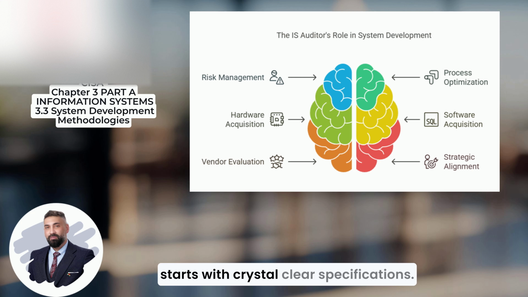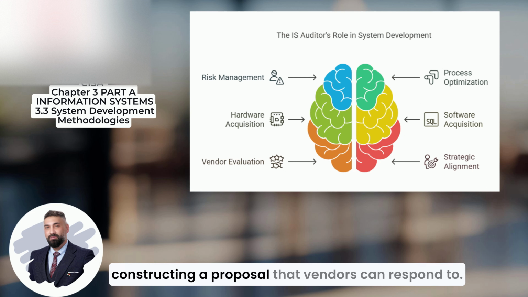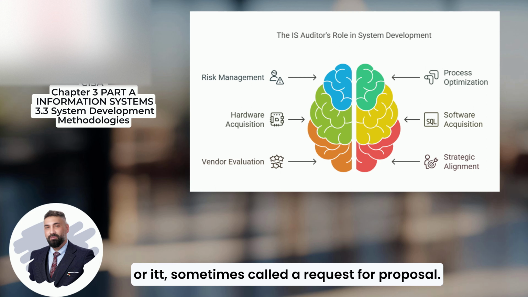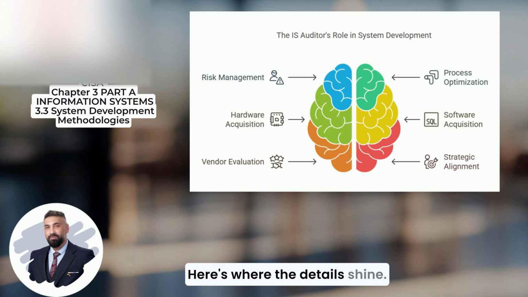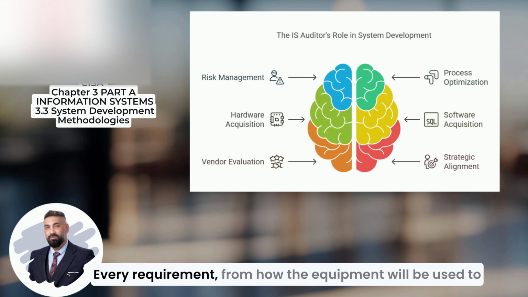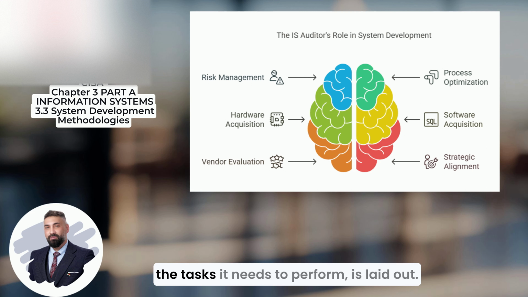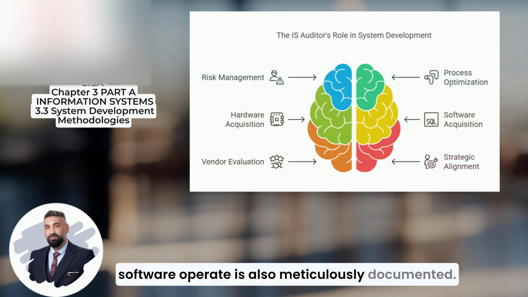It all starts with crystal clear specifications. Think of these as the building blocks for constructing a proposal that vendors can respond to. Organizations often create a formal invitation to tender, or ITT, sometimes called a request for proposal, RFP. Here's where the details shine. Every requirement, from how the equipment will be used to the tasks it needs to perform, is laid out. The environment in which the hardware and software operate is also meticulously documented.